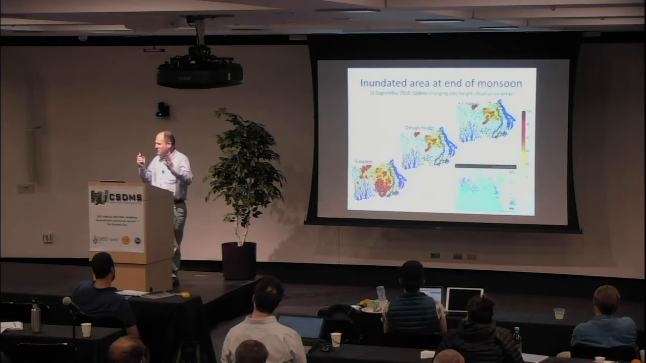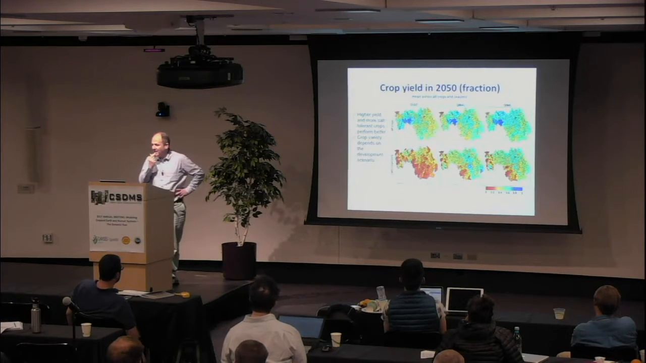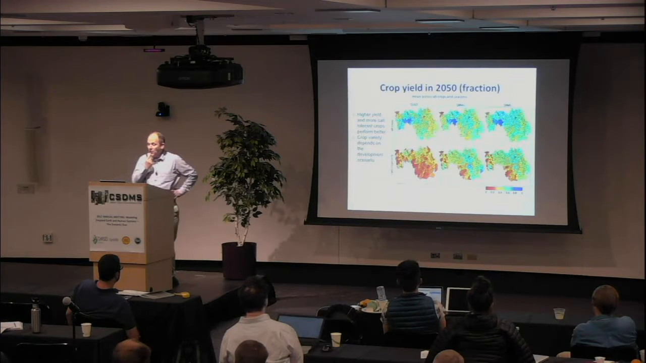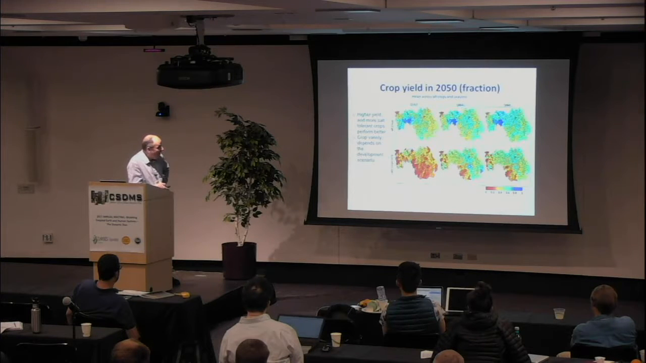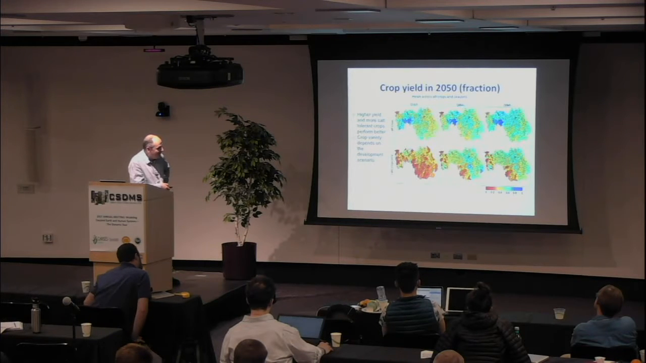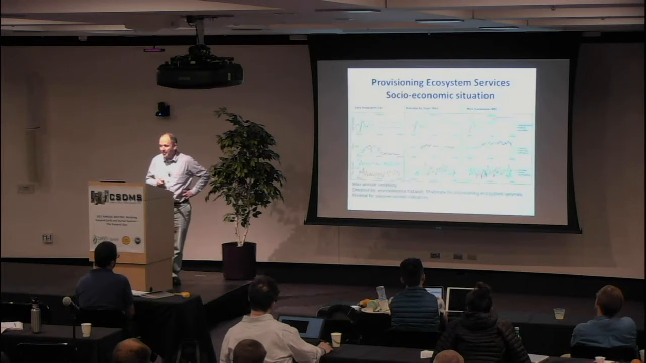This is just removing crop yields. This is sort of aggregated crop yields. The top line is showing over the whole year. The bottom is showing in the dry season. And so from the least sustainable to the more sustainable, you can see the colors are getting less red and orange. We're seeing higher productivity there.